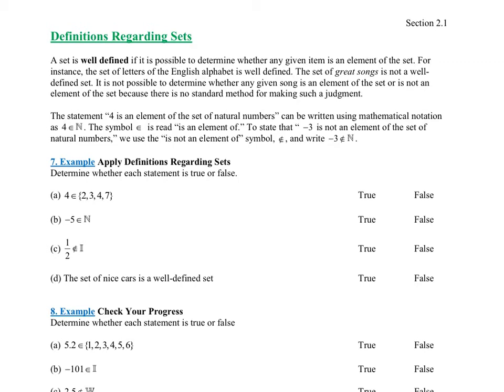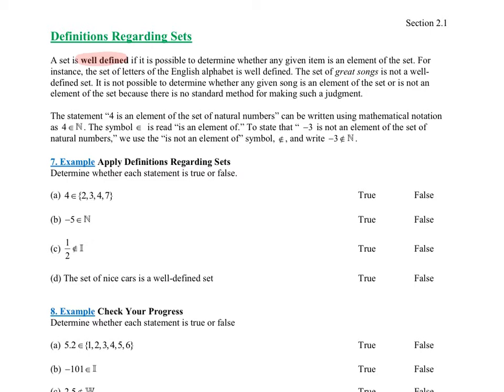Okay, let's get into some more mathematical terms, mathematical definitions and symbols. It says a set is well defined here, something you need to know, if it is possible to determine whether any given item is an element of the set. For instance, the set of letters of the English alphabet is well defined. It's clear what's in there and it's clear what's not. The set of great songs is not well defined.